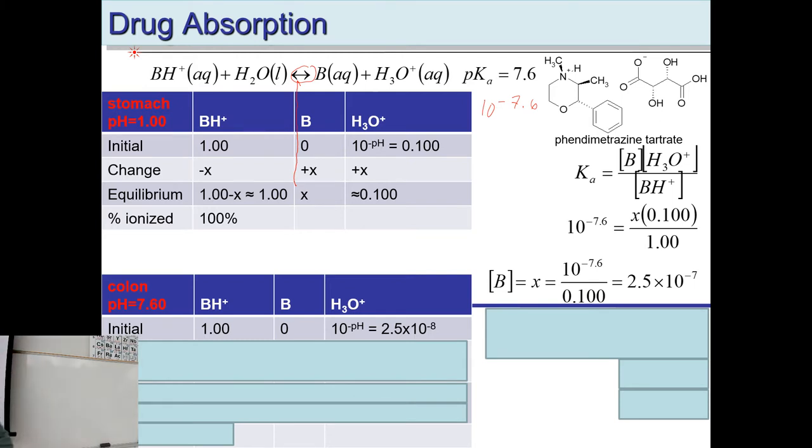Let's look at the next one. Let's go into the colon where the pH is 7.6. Now, if our pKa is 7.6 and the pH of the system is 7.6, what's magic about that spot in the pH curve when the pH equals the pKa?